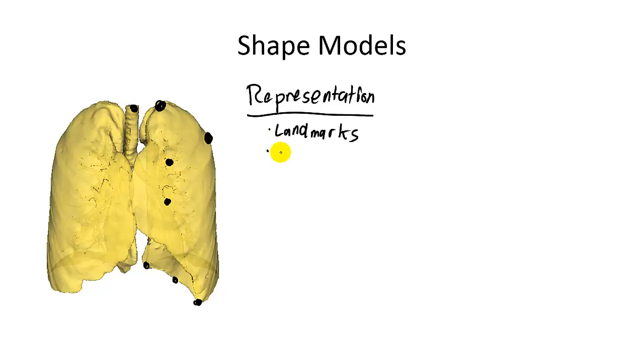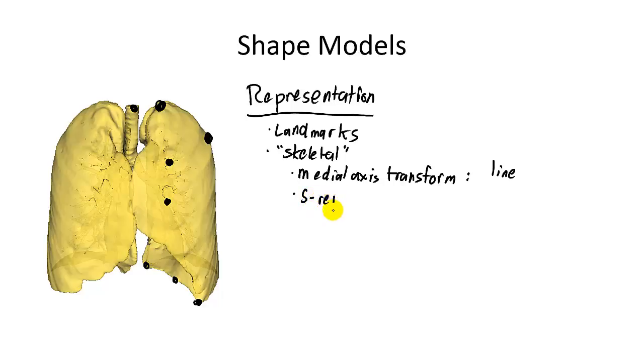Another way is through skeletal representations. For example, the medial axis transform represents a shape, either a 3D or a 2D shape, using a single line that goes through the center. A higher dimensional representation are S reps and M reps. These represent a shape using a plane that goes through the middle, as well as what you need to go out from the plane to get to the surface.